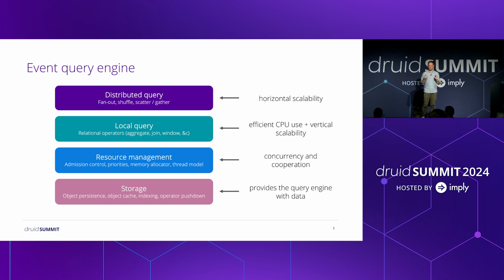So at the bottom layer, you have the storage layer. That's object persistence, caching, indexing, push down of filters. That provides the query engine with data. You have resource management. That's deciding what queries to run, their priorities, memory allocation. You have the local query engine. That's server local, each individual server. That provides us with vertical scalability. And then you have distributed query engine, which works together with the local one that provides horizontal scalability. So these are all the pieces, and they're all important to build a good event query engine, and we think about evolving each one of them as part of the roadmap.